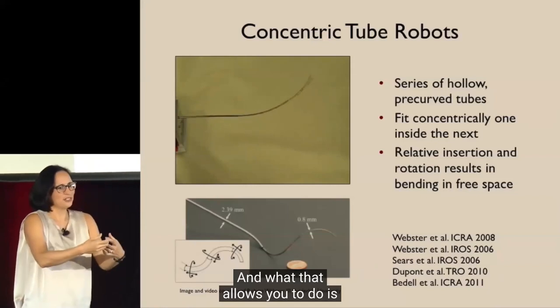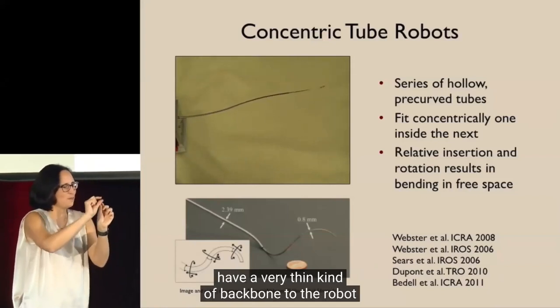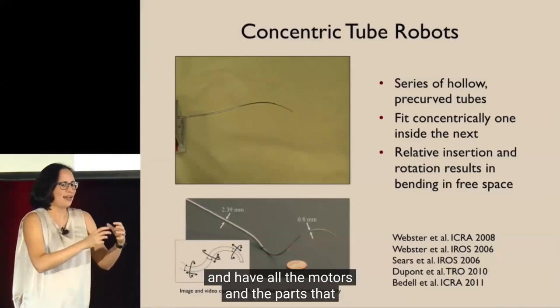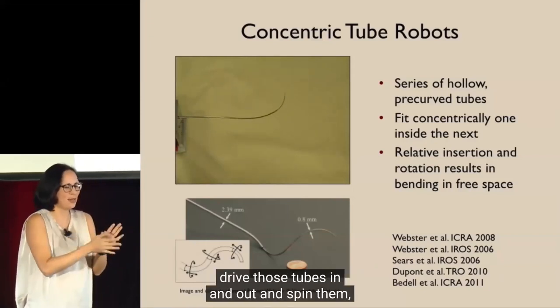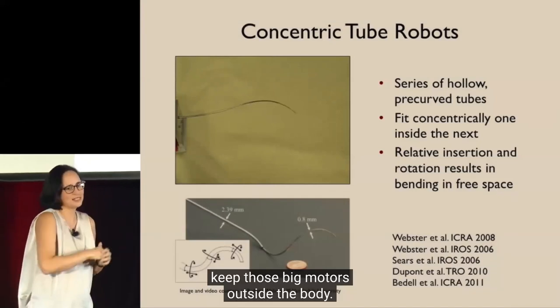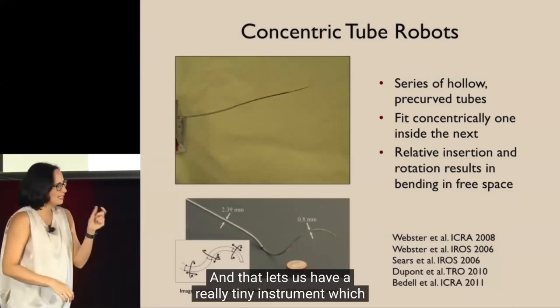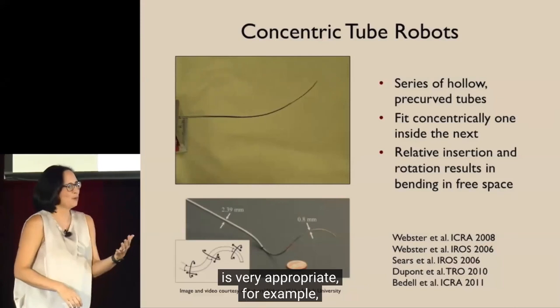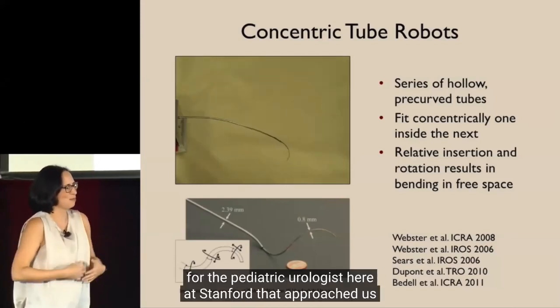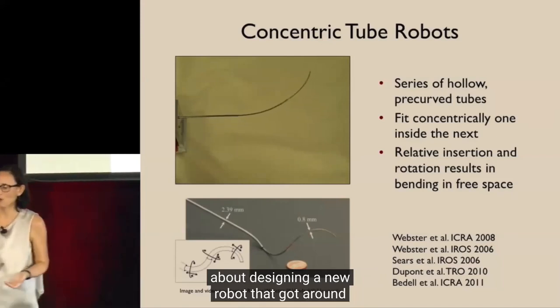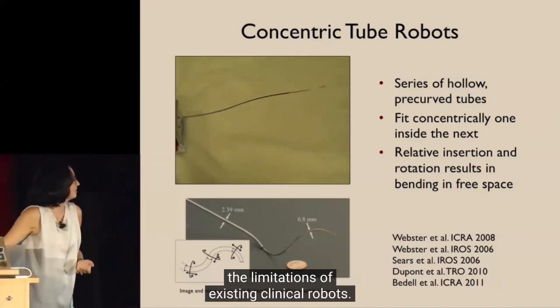And what that allows you to do is have a very thin kind of backbone to the robot and keep all the motors and the parts that drive those tubes in and out and spin them, those big motors, outside the body. And that lets us have a really tiny instrument, which is very appropriate, for example, for the pediatric urologist here at Stanford that approached us about designing a new robot that got around the limitations of existing clinical robots.